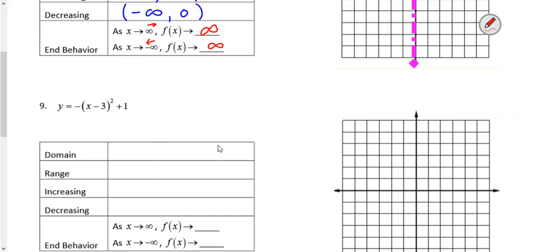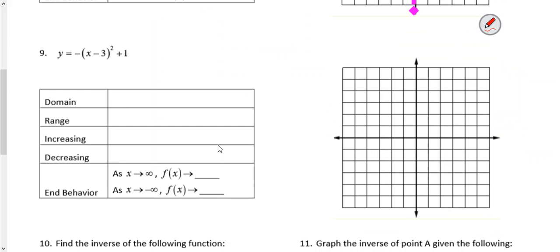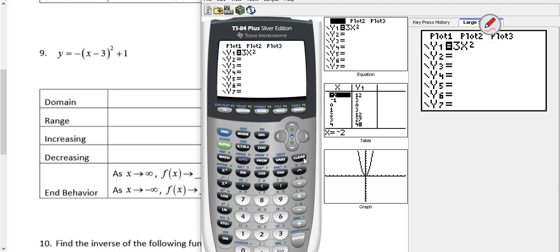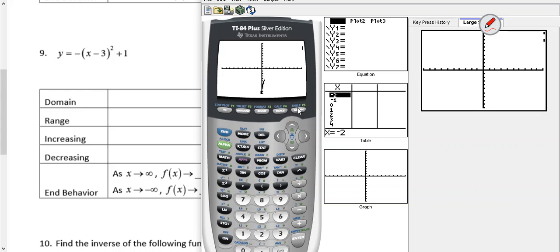Okay, let's take a look at number 9. Again, if this is moving too fast, just pause the video. If I go back to my calculator, I want to go back to y equals, hit clear, and then type in my new problem. So I have negative parentheses x minus 3, close your parentheses, squared plus 1. Hit graph. Okay, so we have an upside down U.